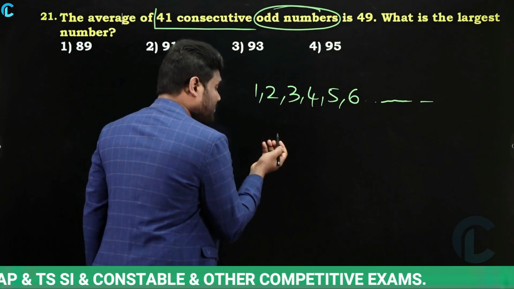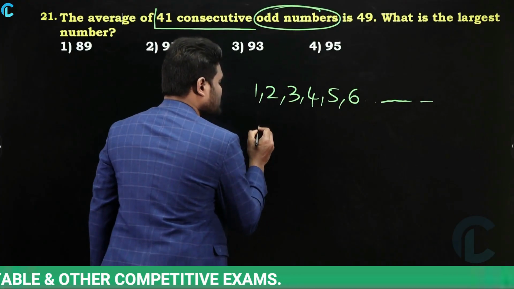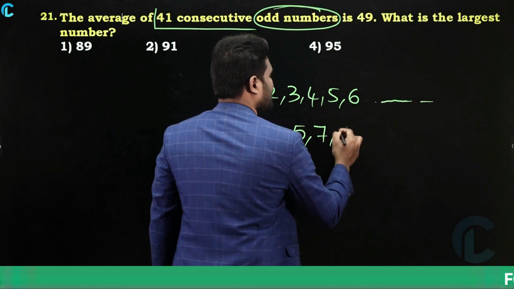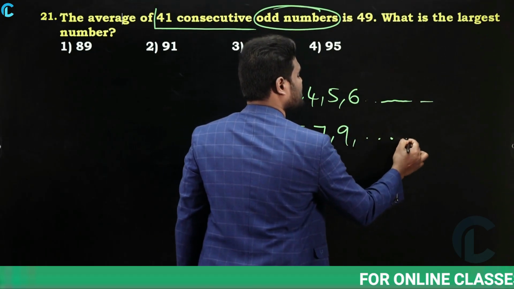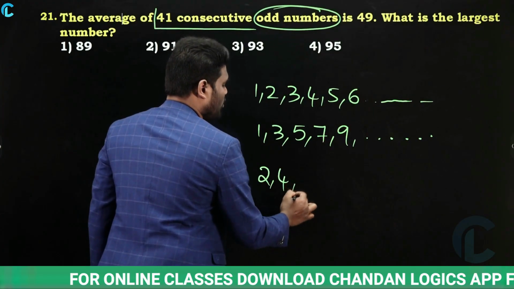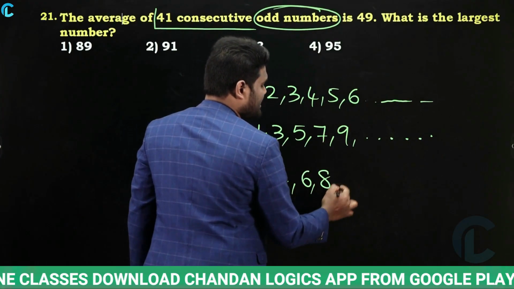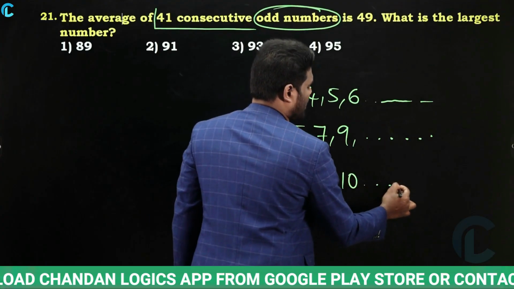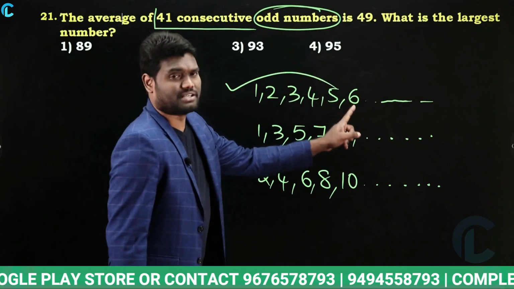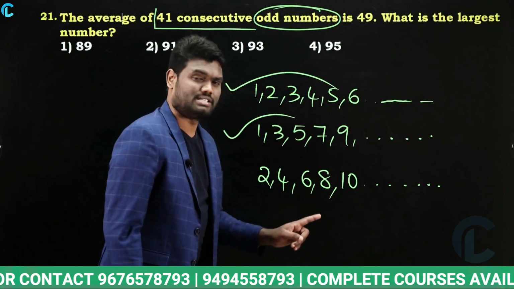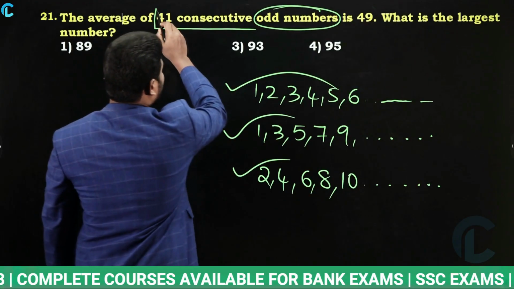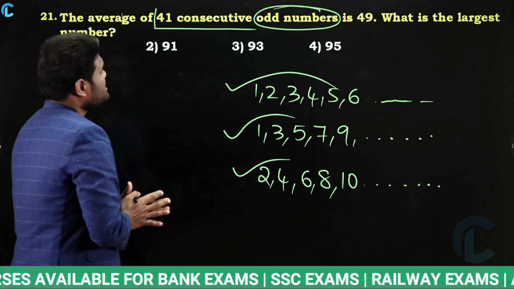If it is odd numbers or even numbers, look here. Odd numbers means 1, 3, 5, 7, 9, and so on. Yes or no? These are consecutive odd numbers. If it is consecutive even numbers, 2, 4, 6, 8, 10, and so on. These are consecutive even numbers. Okay? These are consecutive numbers. These are consecutive odd numbers. These are consecutive even numbers. Now look here. For 41 consecutive odd numbers, the average is how much?